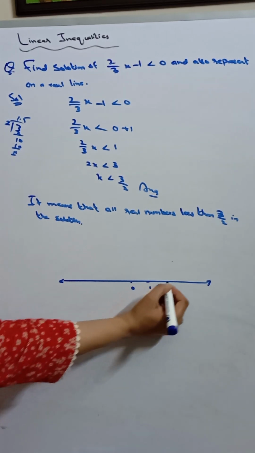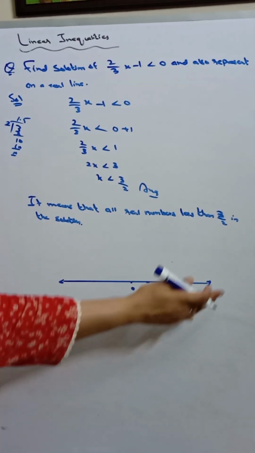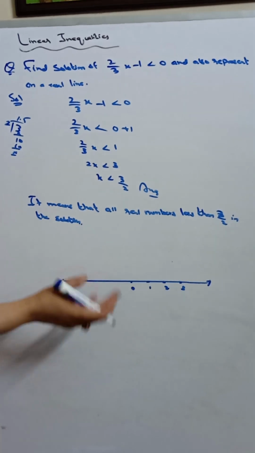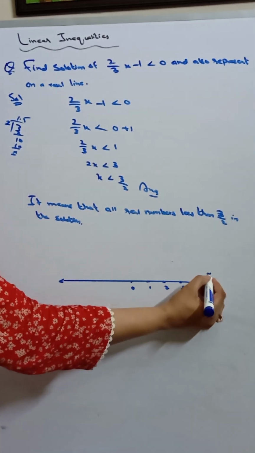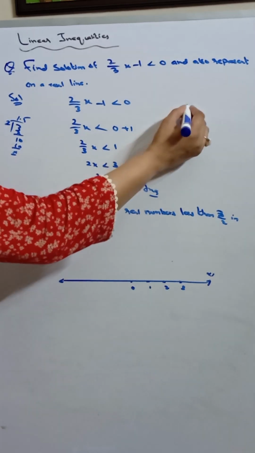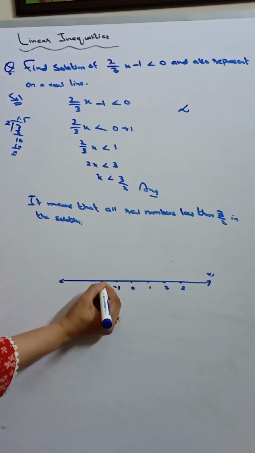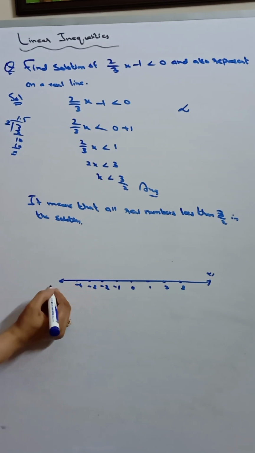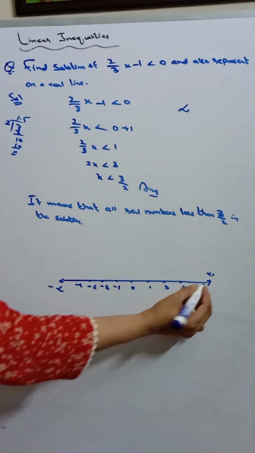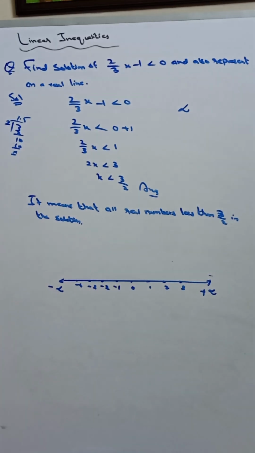This is called 1, this is called 2, this is called 3, and so on. Up to so on means no end. Whenever we represent a real line, there is no end to it. So this could go up to infinity. This is the symbol of infinity. Infinity means no end, no limit. And here it is minus 1, minus 2, minus 3, minus 4, up to negative infinity. This is positive infinity, this is negative infinity, with no limit.